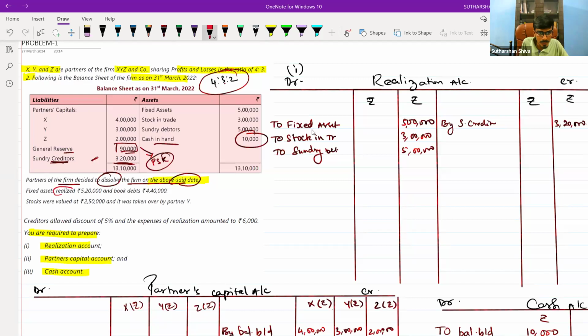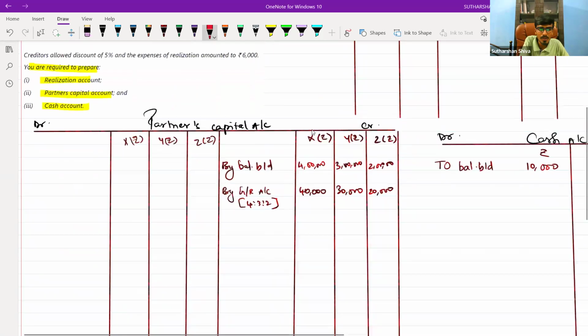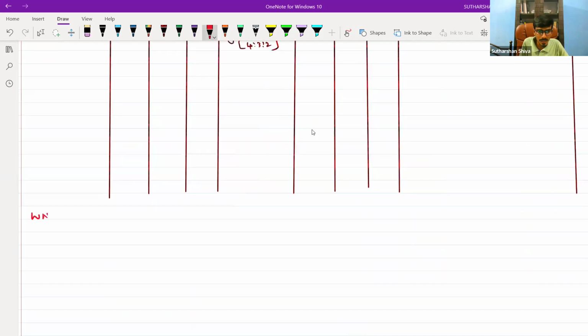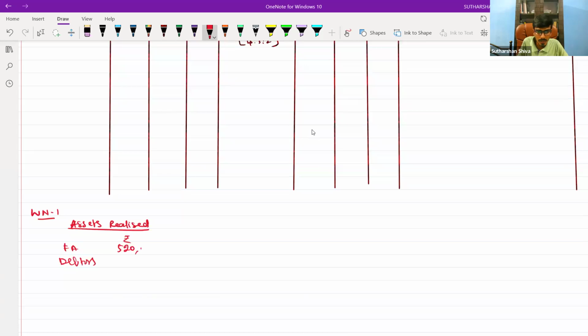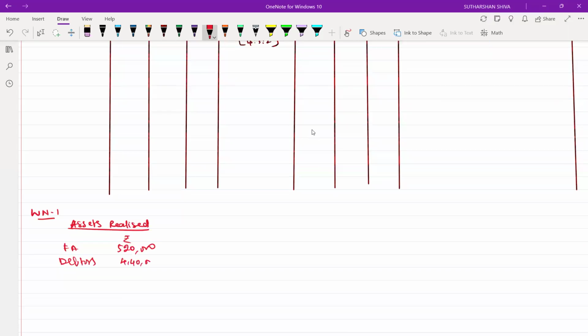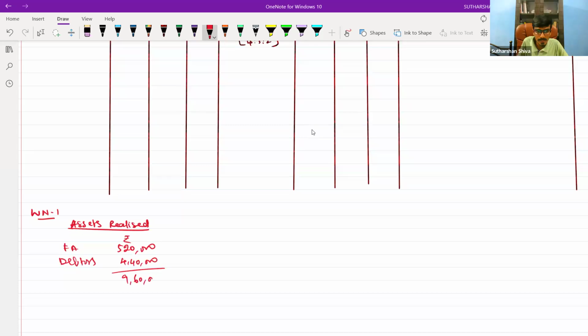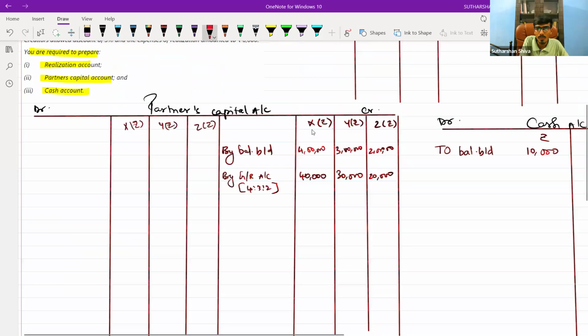Now come to the point. Fixed assets realized at 5,20,000. Book debts at 4,40,000. Shall we prepare a small working note? Actually, it is not given, so we will prepare it. Assets realized: fixed assets and book debts, which means debtors. Realization value of fixed assets is 5,20,000 and of book debts 4,40,000. Total is 9,60,000.